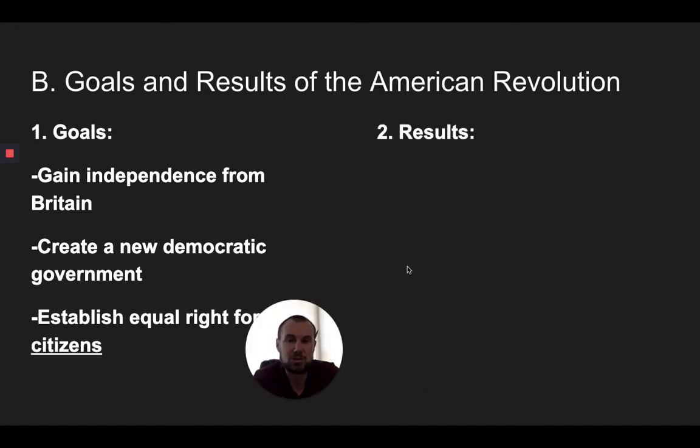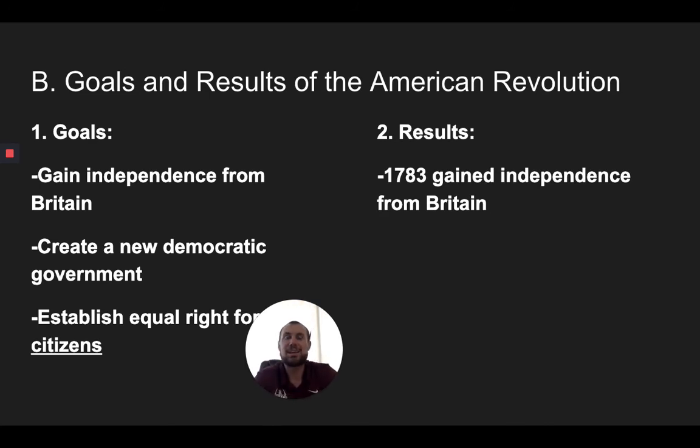Now, the results of the American Revolution, we have the goals and the results line up pretty well. In 1783, we gained our independence from Britain. They gave us all the North American land, besides Canada, all the way down to the border of Florida, because that was part of Spain at the time, to the Mississippi from the Atlantic.